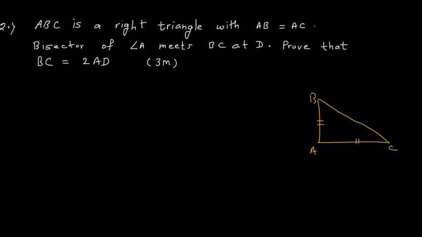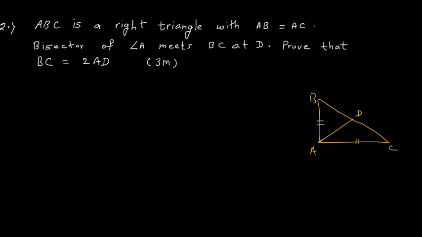The bisector of angle A meet BC at D. So here we draw angle bisector. Now this angle bisector meets this BC at point D. We have to prove that this BC is 2 times of this AD. BC is 2 times of this AD.